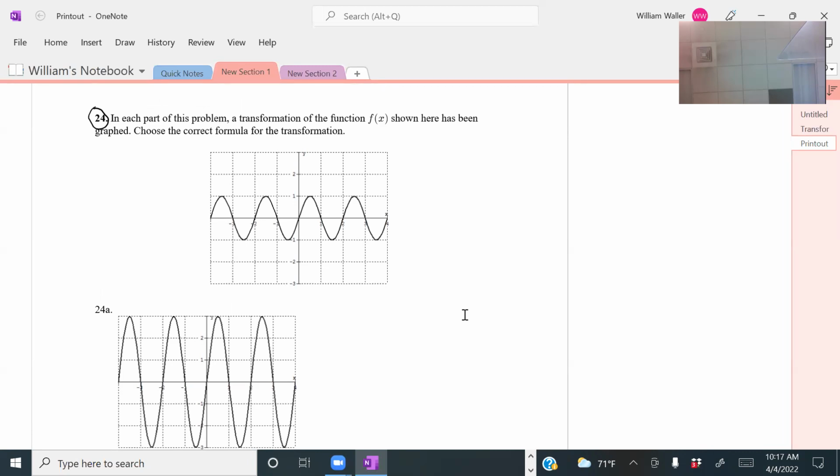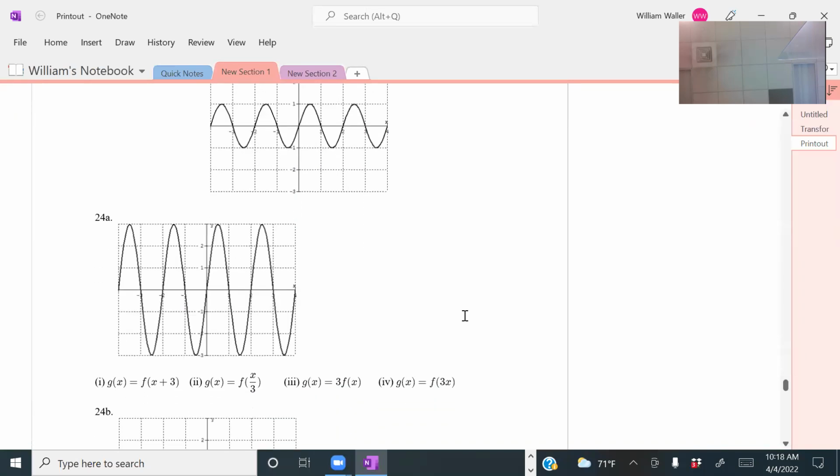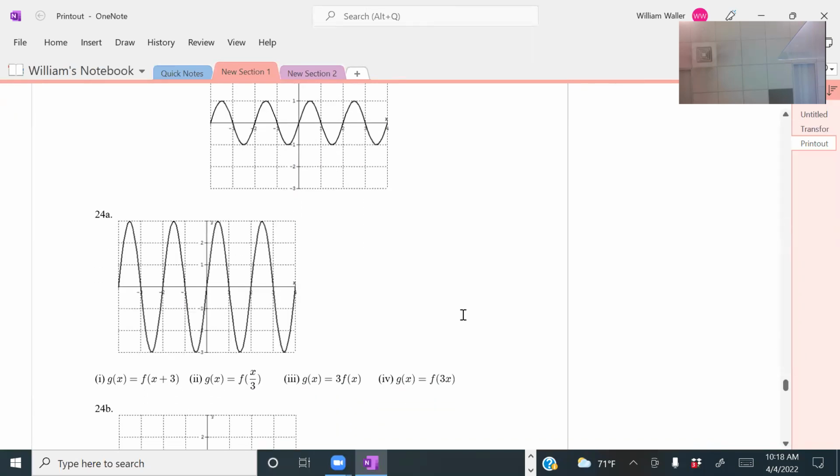It says in part of this problem, a transformation of this function has been graphed. They don't tell us what this function is, but that looks a lot like the sine curve, right? So I think that's a transformation of the sine curve. It doesn't say that. Transformation of this function shown here has been graphed. Choose the correct formula for each transformation. So you have to look at what the graph of the transformation looks like, and then try to figure out what's happened, right?